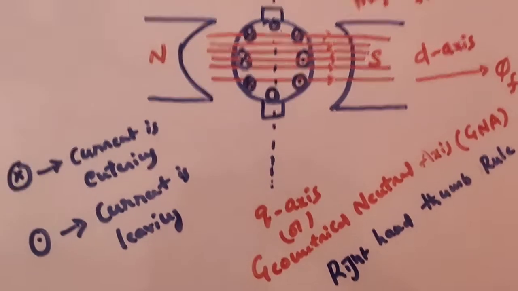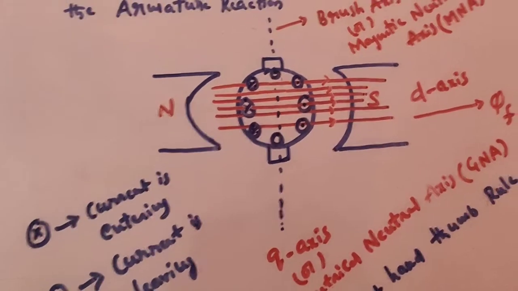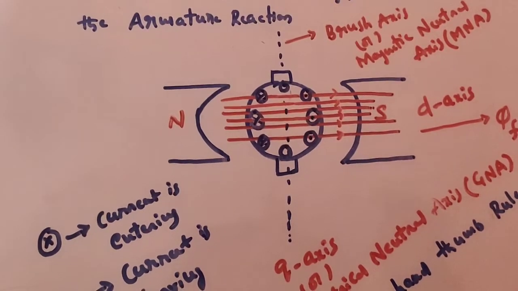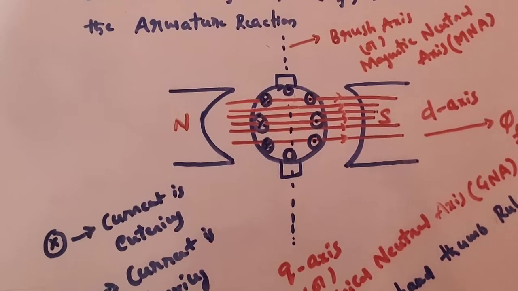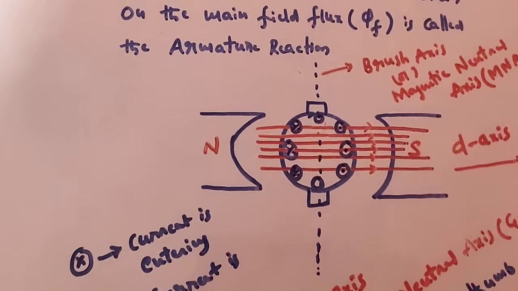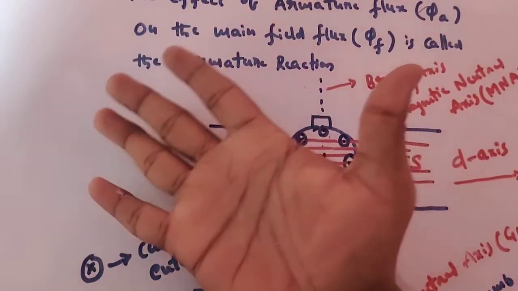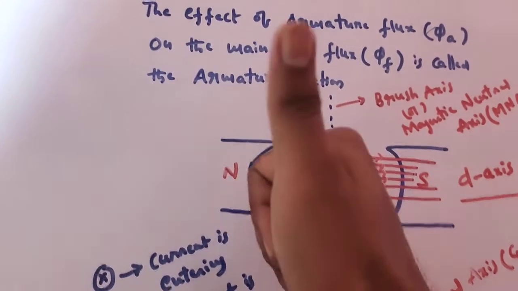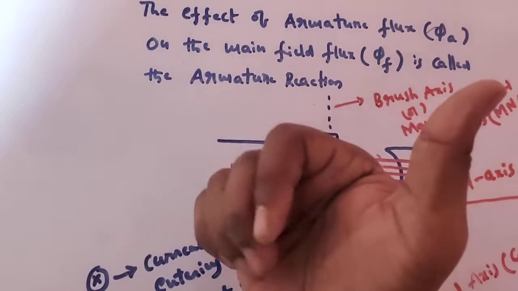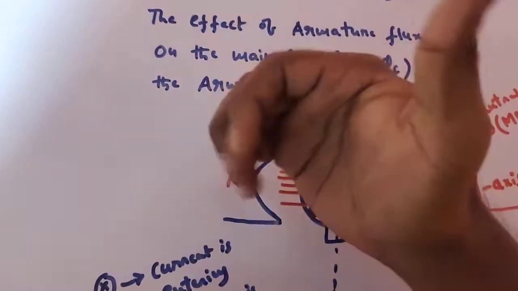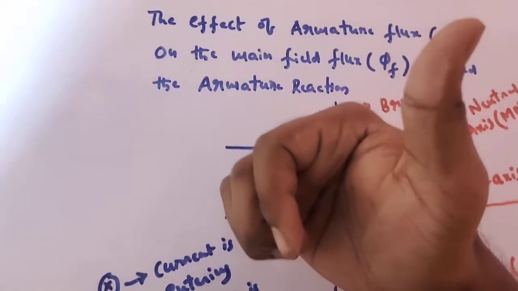Okay, so the right hand thumb rule, what was it saying? In the right hand thumb rule, the thumb represents the direction of the current, and the remaining four curled fingers represent the direction of the flux. This is my right hand here, and this is the thumb. The thumb represents the direction of the current, and the curled fingers, not like this, the curved fingers represent the direction of the flux.